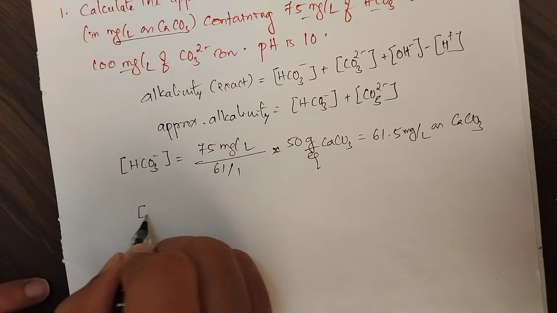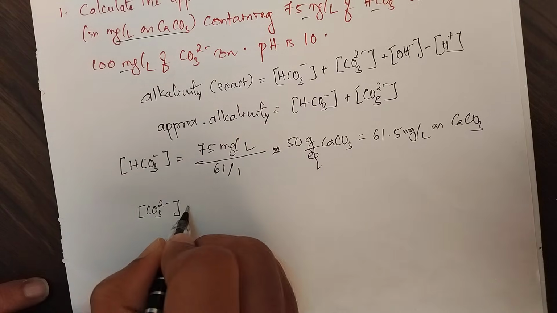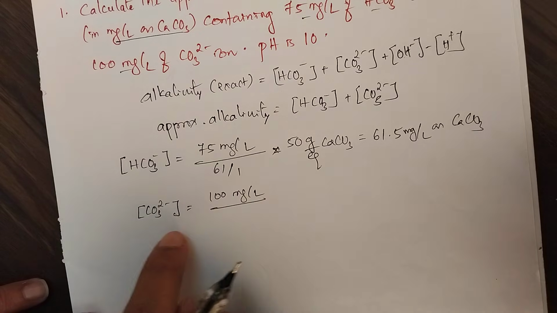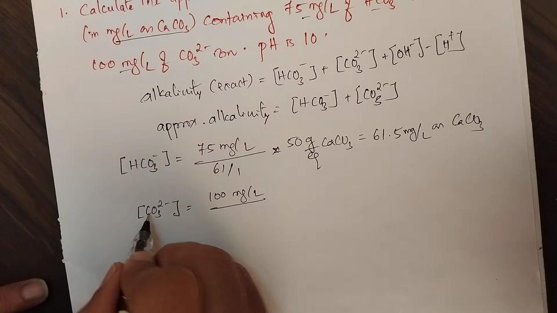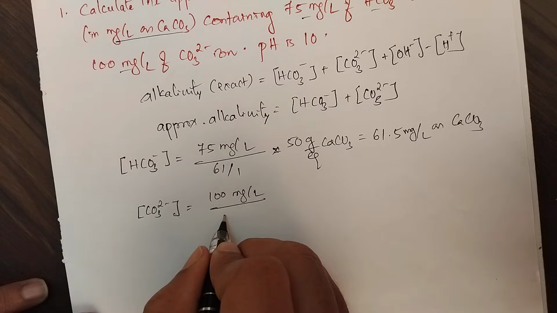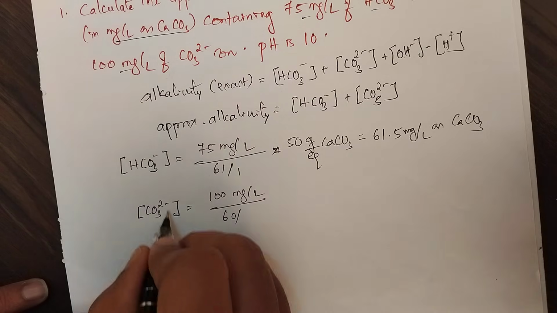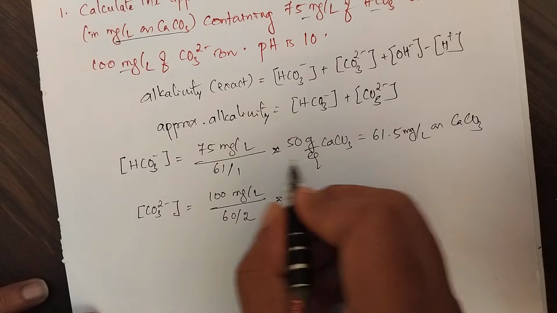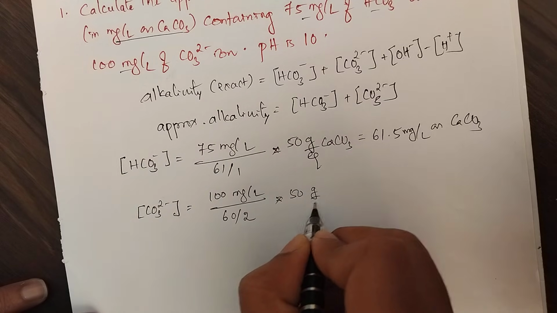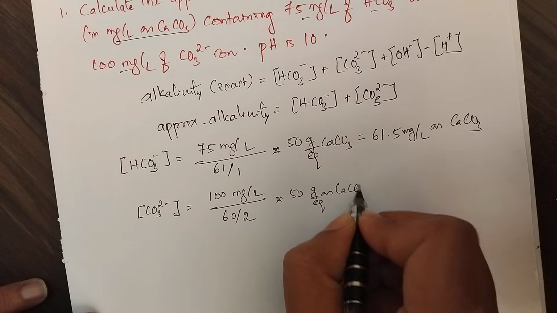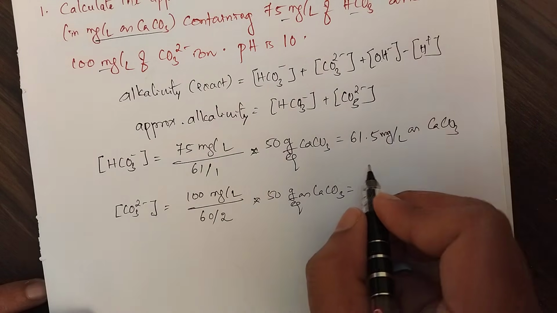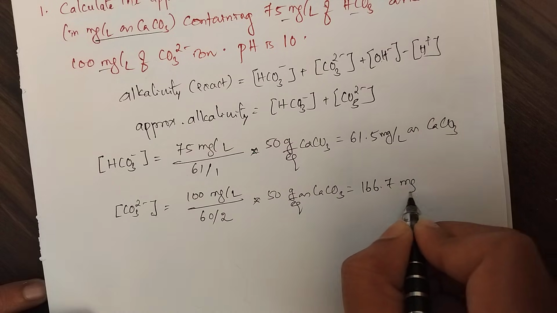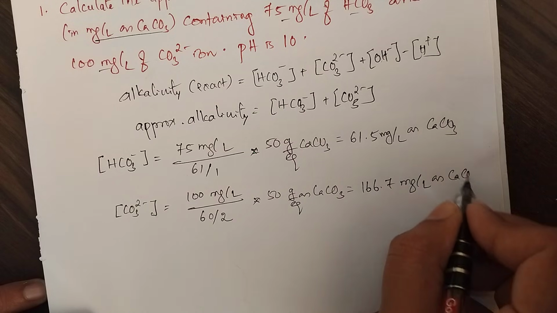Next, CO3 2 minus concentration is given as 100 milligram per liter divided by its equivalent weight. It is carbonate ion, equivalent weight is 60, divided by its valency is 2. Then multiply with 50 gram per equivalent as CaCO3. Then you get around 166.7 milligram per liter as CaCO3.